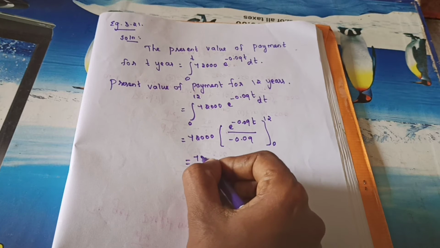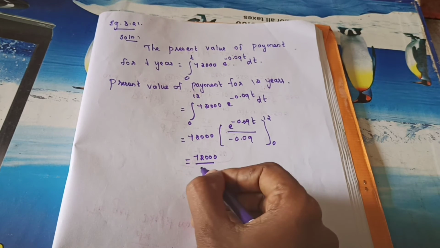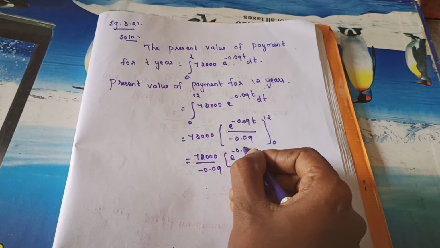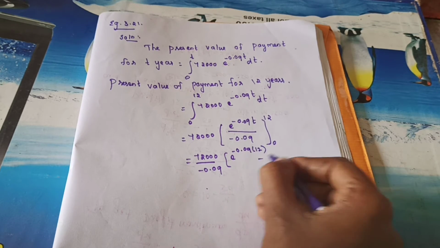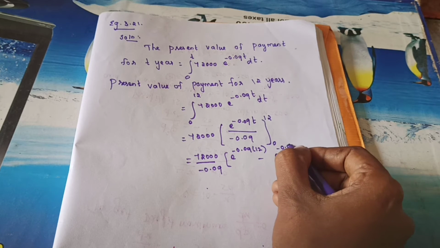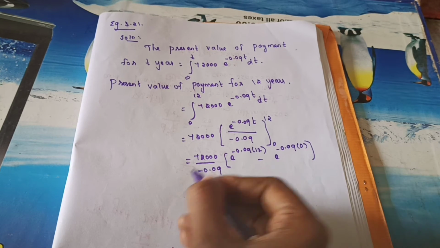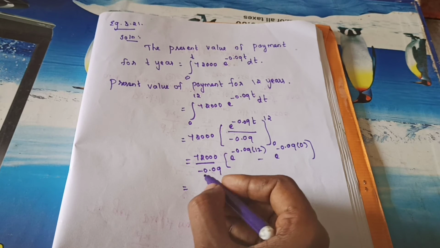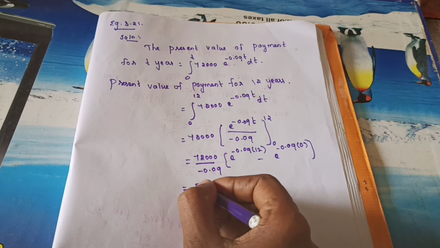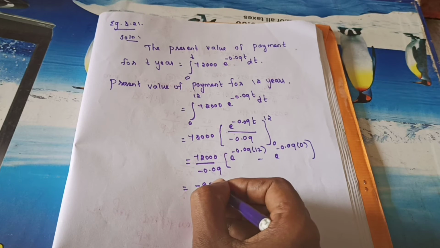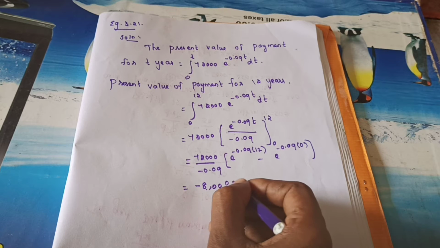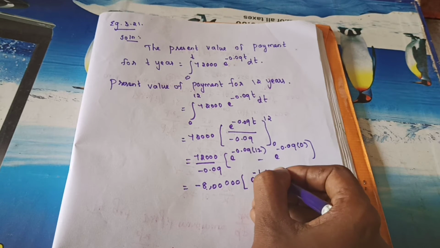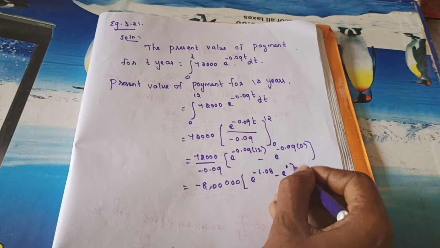Simplify, that's equal to 72,000. Bring this to here, minus 0.09. Apply the limit, e power minus 0.09 into 12 minus e power minus 0.09 into 0. So you can calculate by using the calculator. Otherwise, multiply both denominator and numerator by 100 and afterwards simplify. You will get the answer as minus 800,000 into e power minus 1.08 minus e power 0.